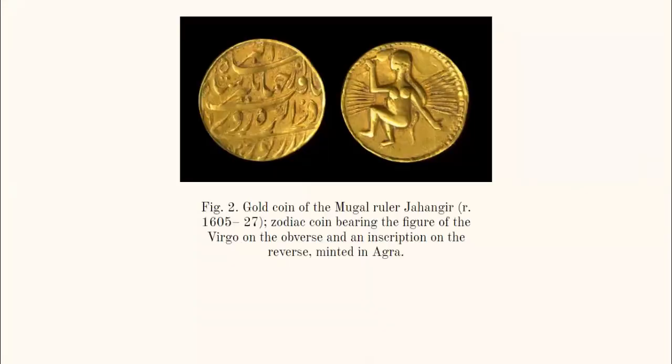Now, this is basically what the zodiac coins look like. This is the coin of Emperor Jahangir. I could not locate the zodiac coins of Nur Jahan because they are very few in number. But a few of them were mentioned and the images were there in old museum catalogs. So this is basically what they look like.